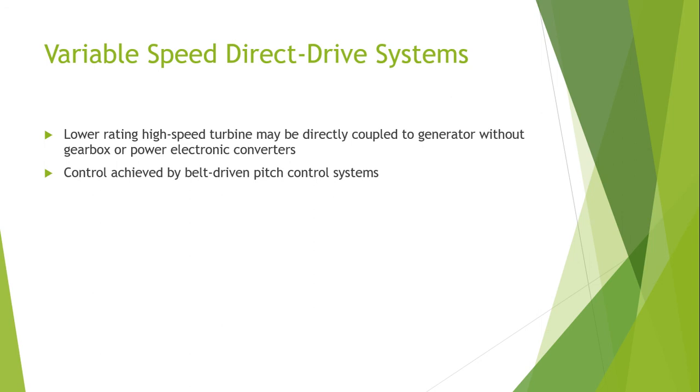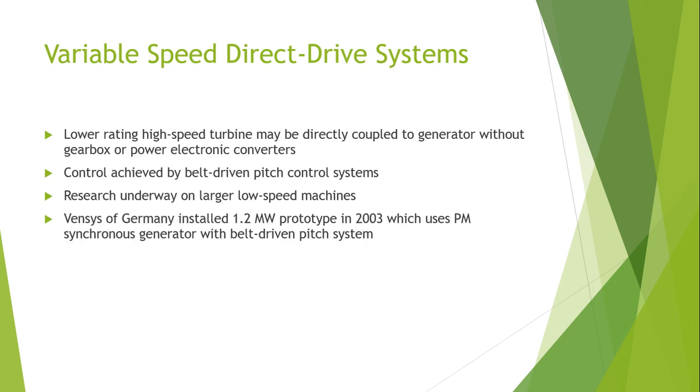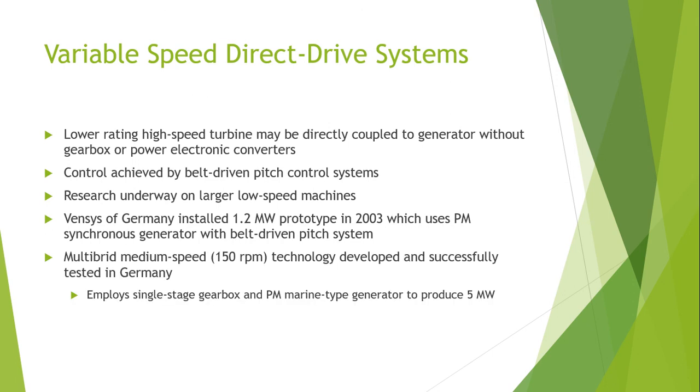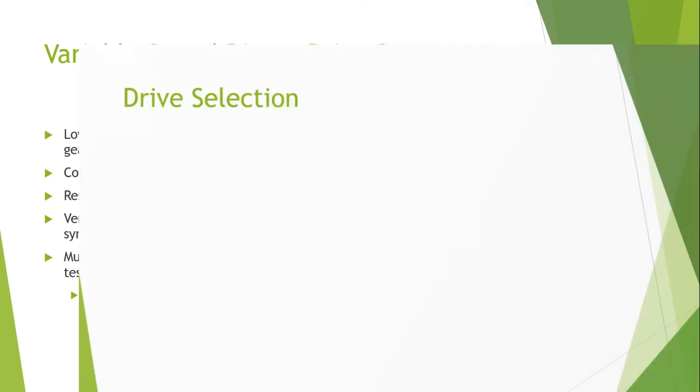The control is achieved by belt driven pitch control system. The research is underway on larger low speed wind turbines. Wences of Germany installed a 1.2 megawatt prototype in 2013, which uses a permanent magnet synchronous generator with belt driven pitch system. Also, multi-bird medium speed, that is around 150 revolutions per minute technology, is developed and is successfully tested in Germany, and it employs a single stage gearbox and a permanent magnet marine type generator to produce 5 megawatt electricity.